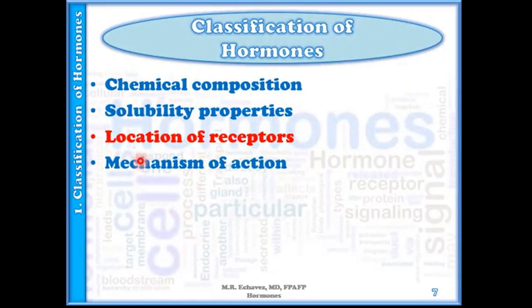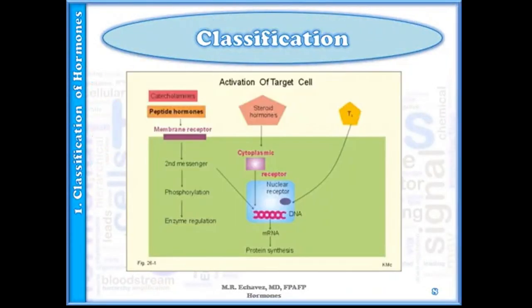So the third classification is the location of receptors. We introduced this part in my discussion in the previous slides. This picture is not in Harper's, but it clearly illustrates that your group 1 hormones, which are lipid soluble, can pass through your cell membrane. Therefore, their receptors are found intracellularly. They may be cytoplasmic or nuclear. In this picture, steroid hormones bind to cytoplasmic receptors, whereas your thyroid hormones go directly to your nucleus where they have nuclear receptors.